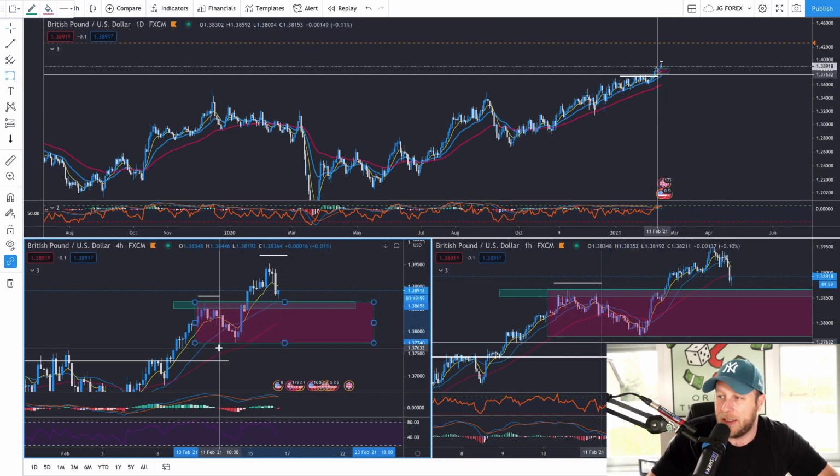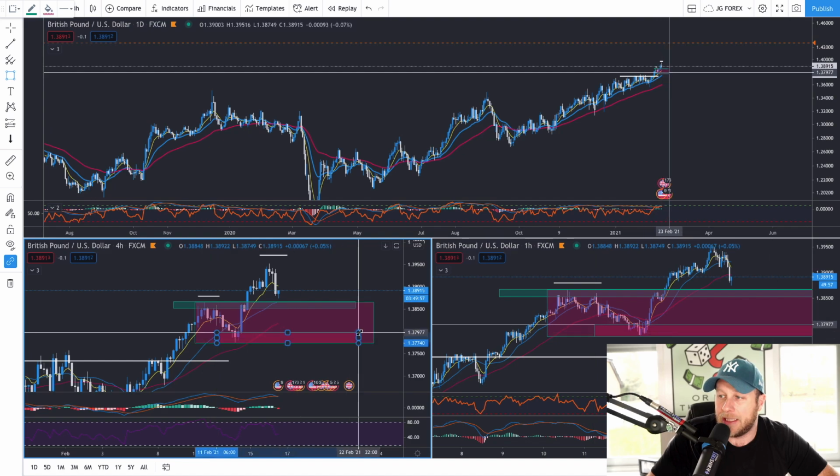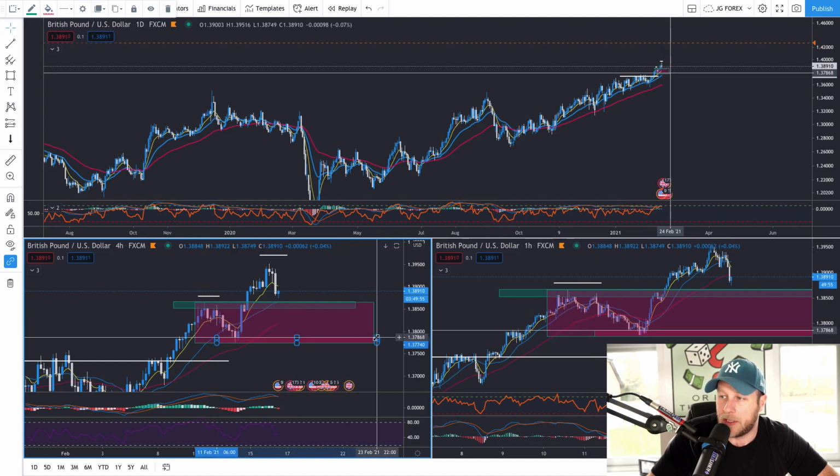And then finally, kill zone number 3 is the last chance entry, which is going to be the lowest low to the lowest close, which is going to be down here.